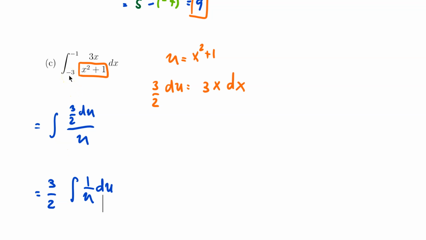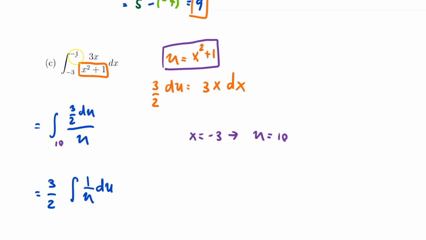Originally, it goes from -3 to -1, right? But that is the value of x. Now that I changed my variable to u, I have to look at this in terms of u as well. So, because my u is x squared plus 1, when x is -3, what is u going to be? Well, I just plug in -3 for x. So u is going to be -3 squared plus 1. So that's going to be 10. So my lower number here is going to be 10 instead.